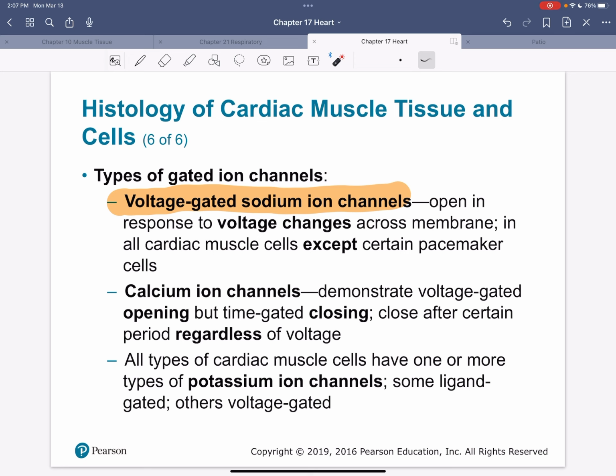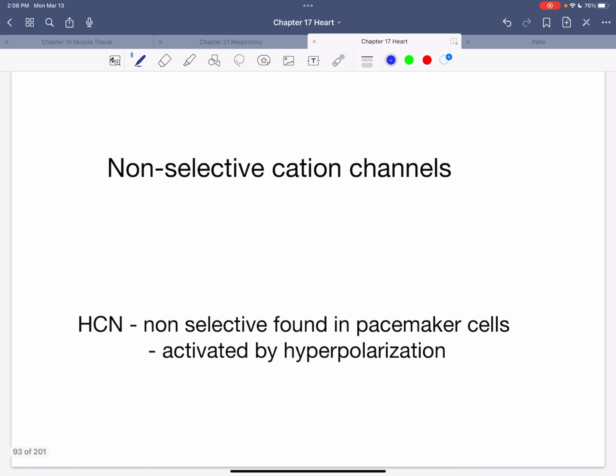Now, all types of cardiac muscle cells have one or more types of potassium ion channels. Some are ligand and other voltage, depends where you are. So there's some of the things so far. So we've seen that we have voltage sodium, we have calcium ion, we have potassium ion. Now let's introduce another one. And these are what we'll call the non-selective cation channels.